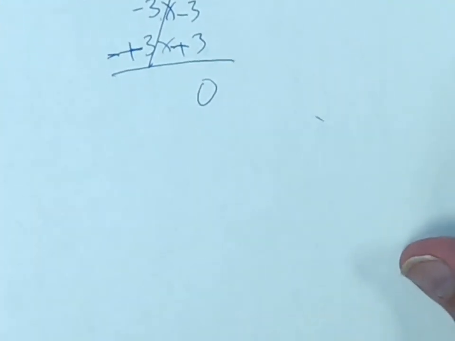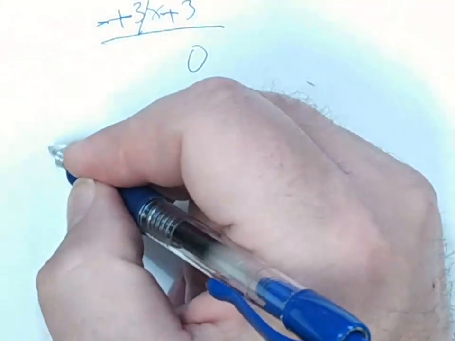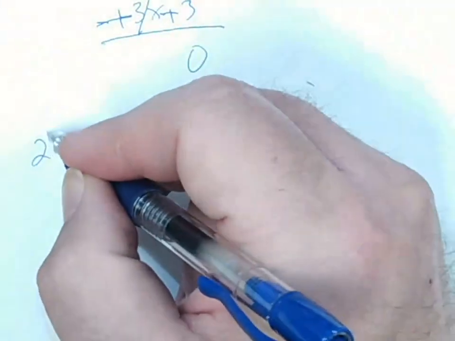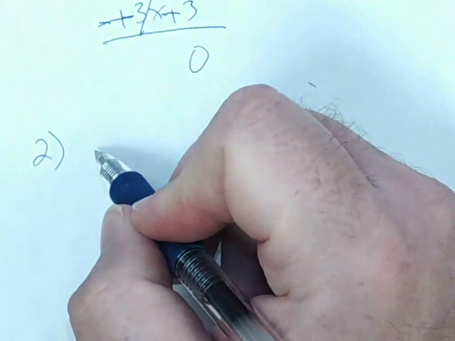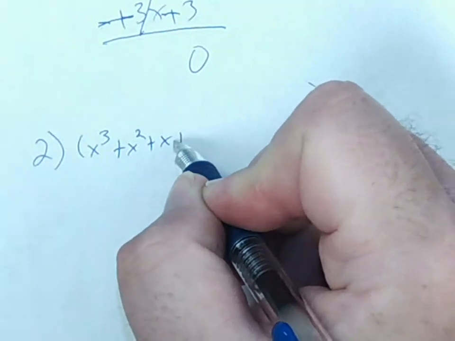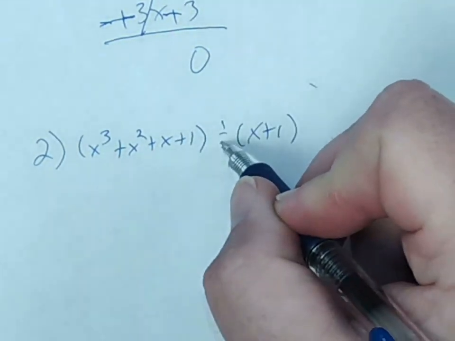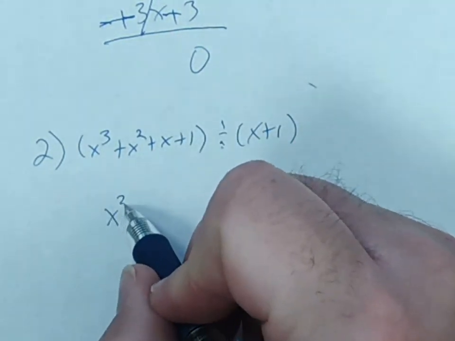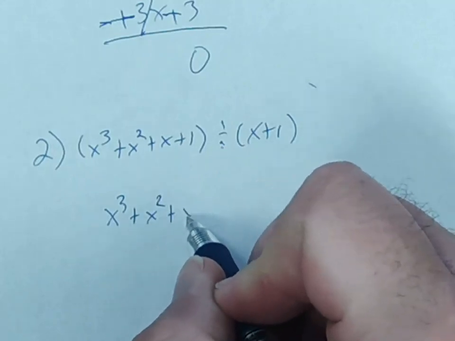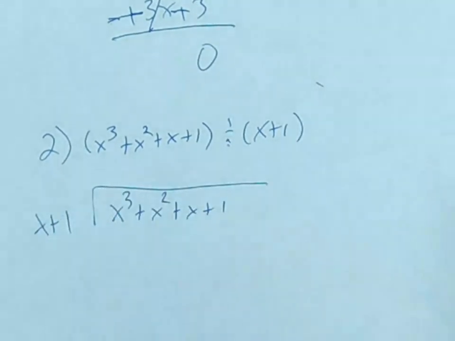Let's take a look at number 2. And I wanted to do number 2 for a couple reasons. One of which is it's a little bit longer. So we've got x cubed plus x squared plus x plus 1 divided by x plus 1. So let's write this out. X cubed plus x squared plus x plus 1. And we will divide it by x plus 1. Boom.